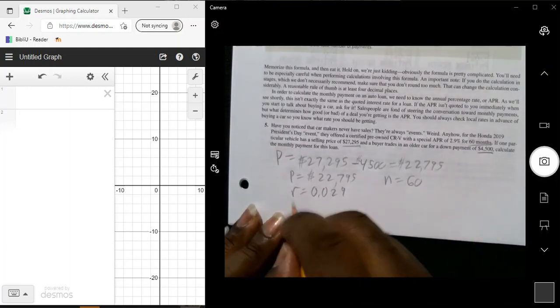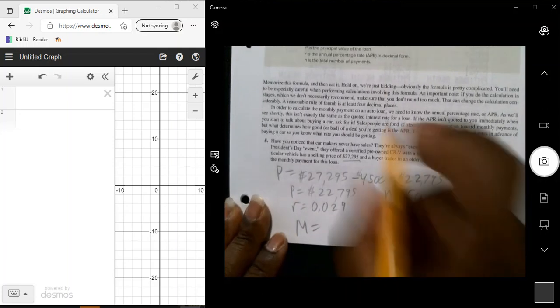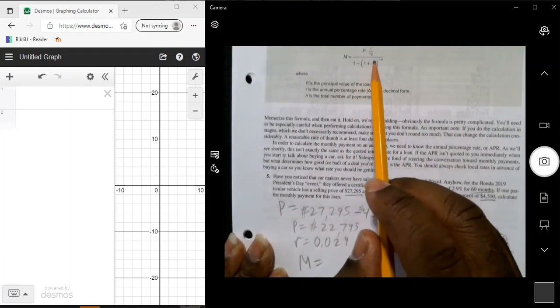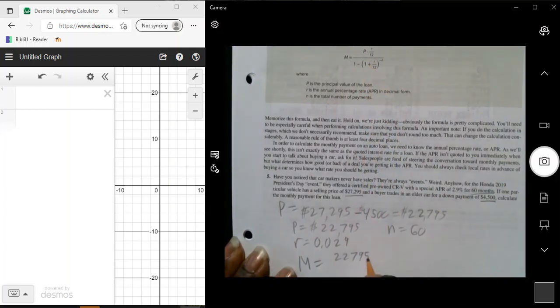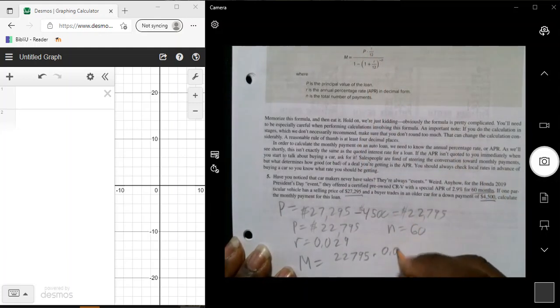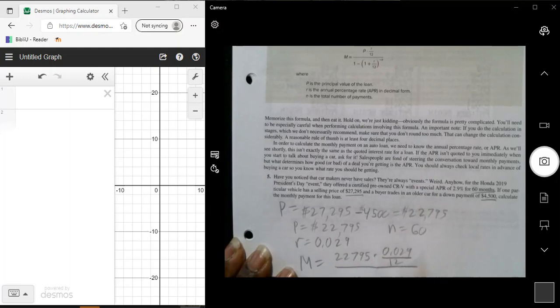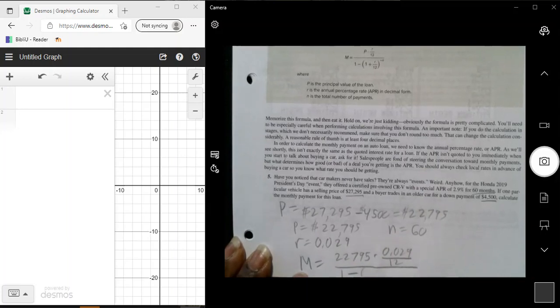Now, we're going to take that formula up here, and we're going to substitute. We have our principal, which would be $22,795, times the rate, which is 0.029, divided by 12, all over 1 minus 1 plus, the rate is 0.029, all over 12, and then it'll be taken to the negative 60th power, because n is 60.